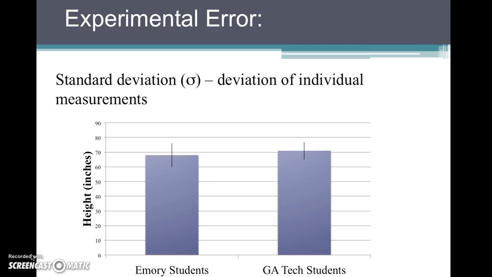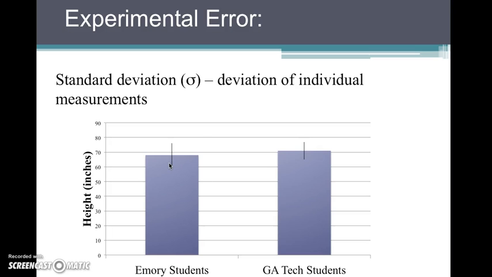So you generally do that by including what's called error bars on your graph. Here we can see our error bars for the Emory and the Georgia Tech students. And these error bars are just plus or minus the standard deviation. So that will give us a sense for the deviation of our individual measurements. So in this example, if I were to take more Emory students after this experiment, I would expect about 68.2% of those students to fall within this height range, within plus or minus 1 standard deviation. So this is really giving you a sense for the variation or the distribution of heights in your population.